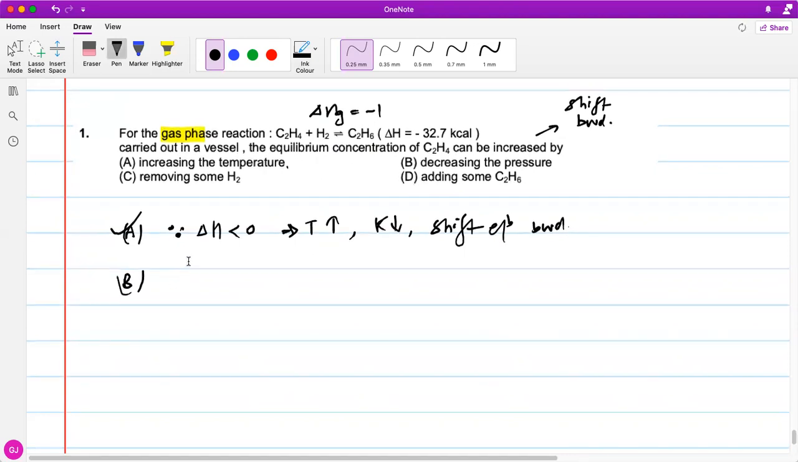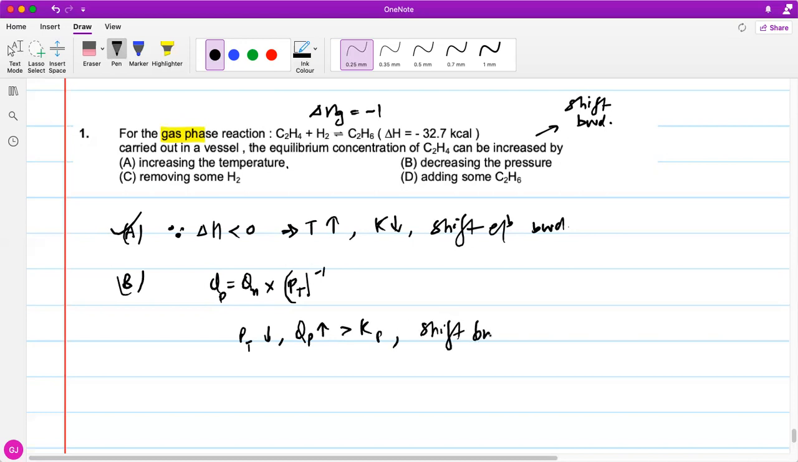B option talks about decrease in pressure. Right? So since delta Ng is negative, you can think subjectively as well as numerically. The subjective way: decreasing pressure, the equilibrium will shift towards more gas moles, that is in the backward direction. Or you can think from a numerical perspective that delta Ng is negative, right? So Qp will be equal to Qn into Pt raised to the power of -1. So it is in the denominator, right? And decreasing the denominator will increase Q, right? Pt decreases, Qp increases, becomes more than Kp. As a result, shift is again backward, right? So this is also a correct option.